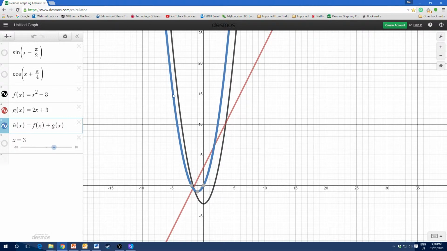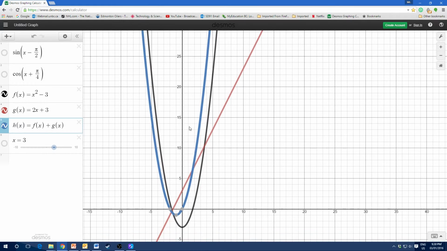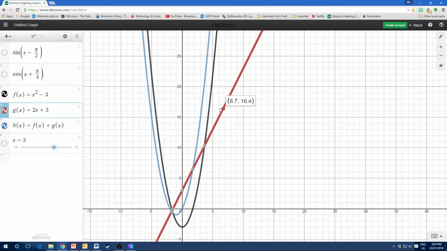As you can see, h basically has the shape of f of x, but we're adding to it whatever the value of g of x is. That's why it's slightly higher at all values of x.